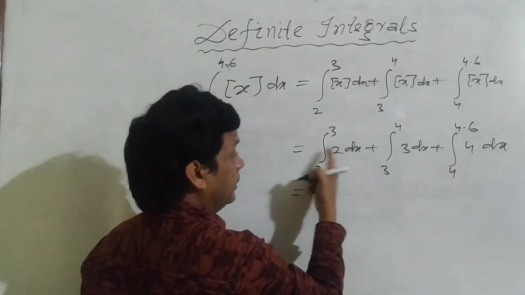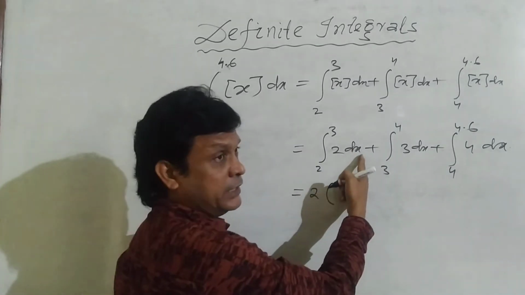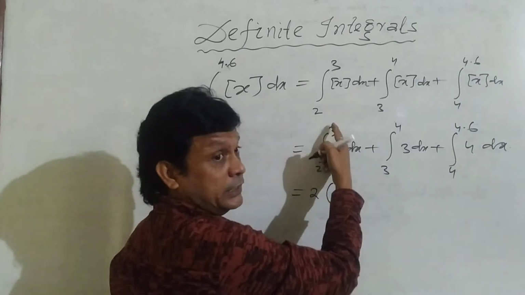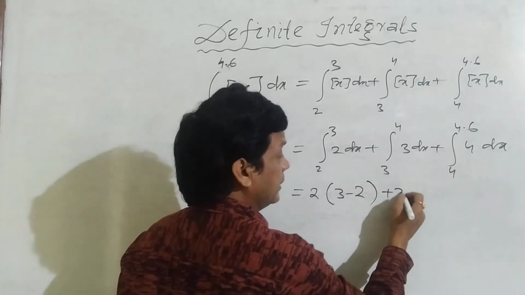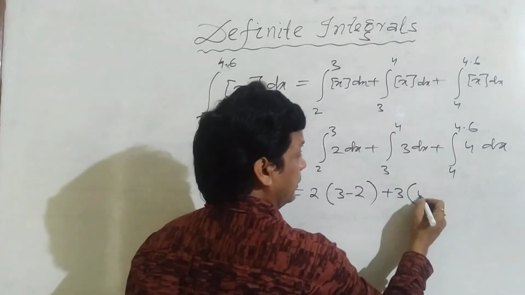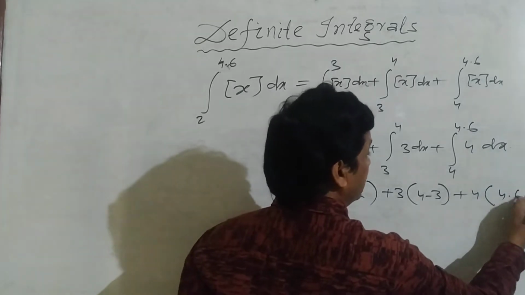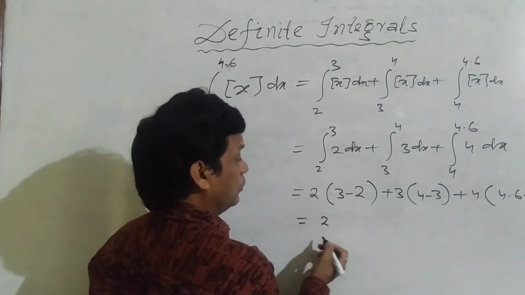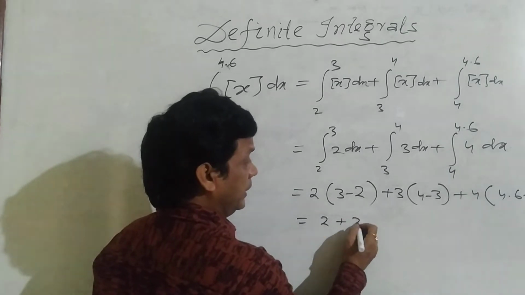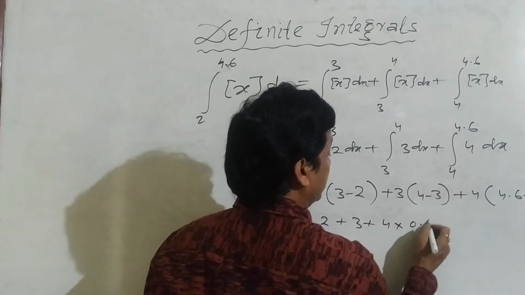See here, what I am doing? Take 2 outside. Actually, what is the process? Integration of dx is x. 2 to 3. That means 3 minus 2, which is equal to 1. Similarly, take 3 outside. It will be 4 minus 3. Similarly, take 4 outside. It will be 4.6 minus 4. What is your answer? 2 plus 3 plus 4 into 4.6 minus 4 is 0.6.